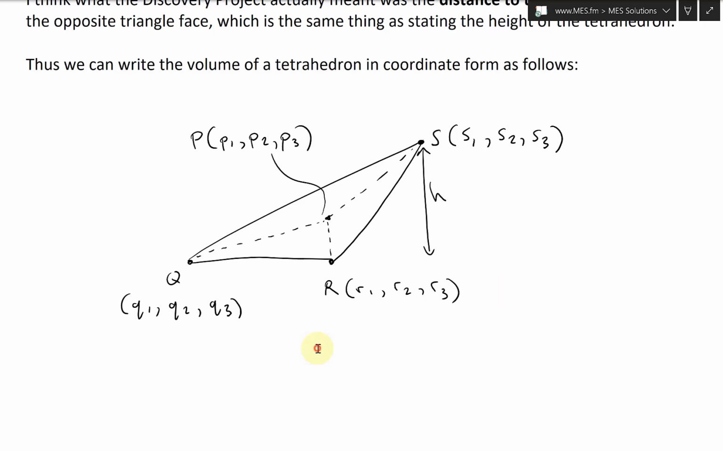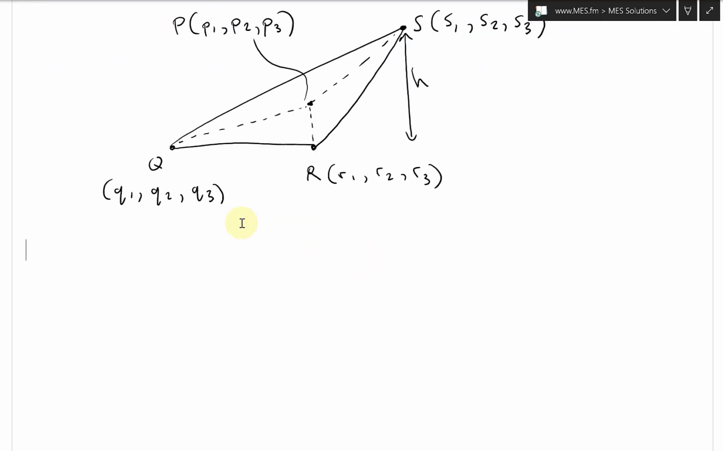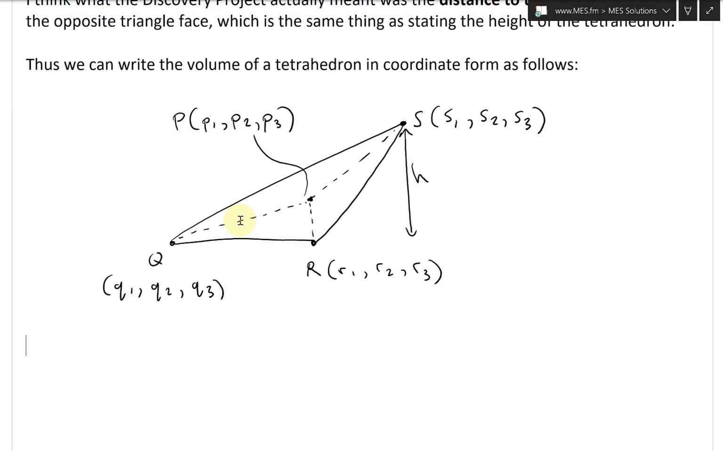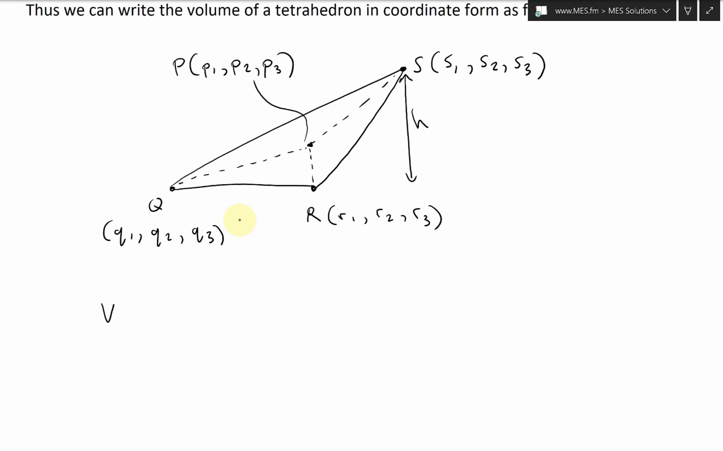Alright, so now that we have this set up, we could write the volume as V equals 1/3 H times the area of this opposite face, which is the area of this PQR triangle. And now let's write down our terms. The height, let's write this in terms of the distance to the plane, just so it's generic. So the distance, we'll call it d, from the plane.